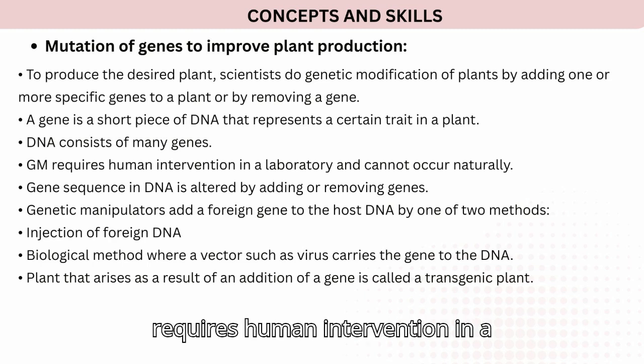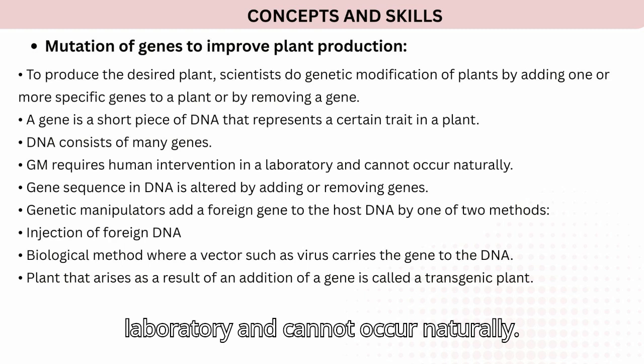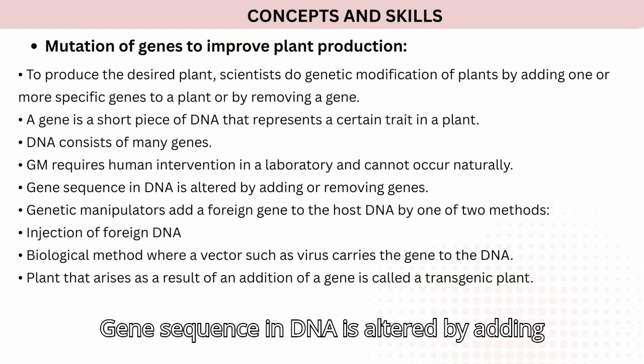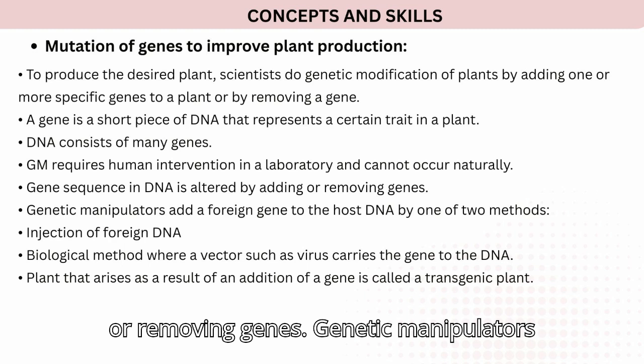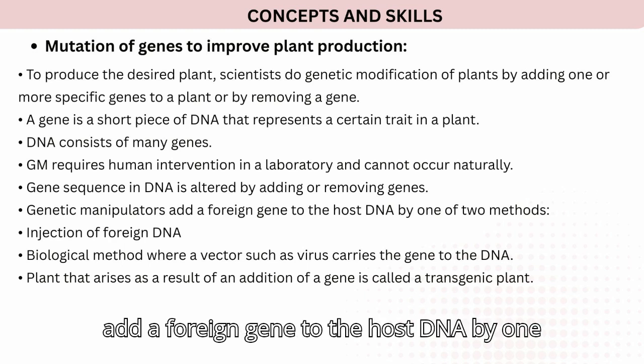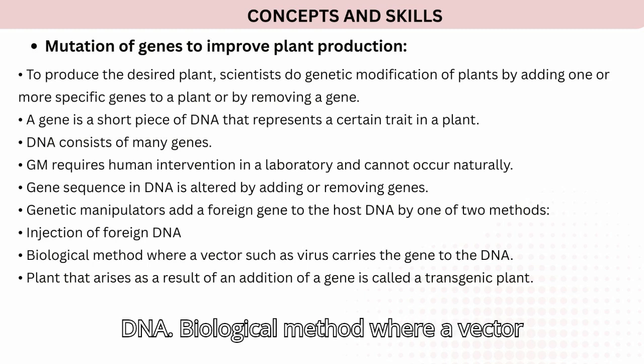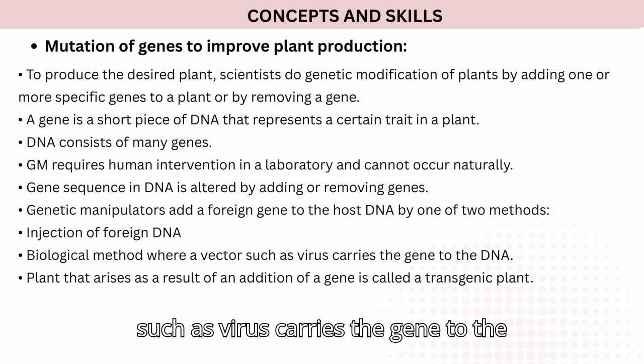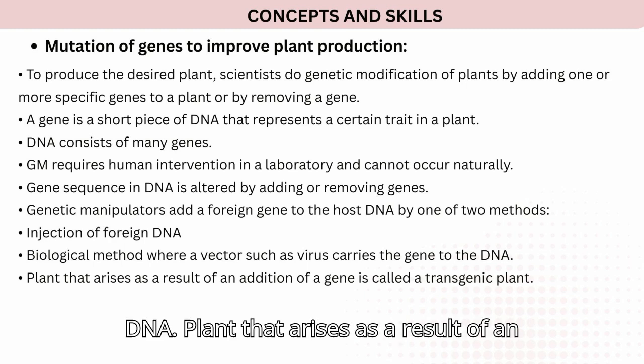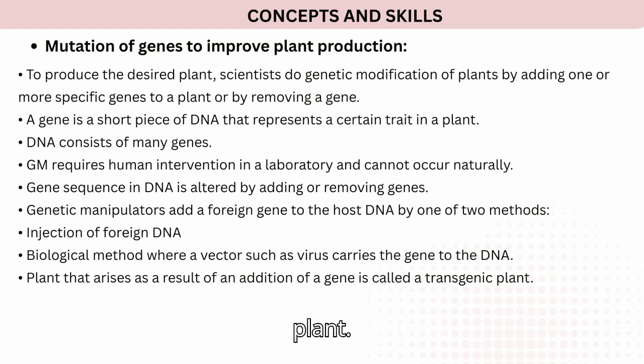GM requires human intervention in a laboratory and cannot occur naturally. Gene sequence in DNA is altered by adding or removing genes. Genetic manipulators add a foreign gene to the host DNA by one of two methods: injection of foreign DNA, or a biological method where a vector such as a virus carries the gene to the DNA. A plant that arises as a result of an addition of a gene is called a transgenic plant.